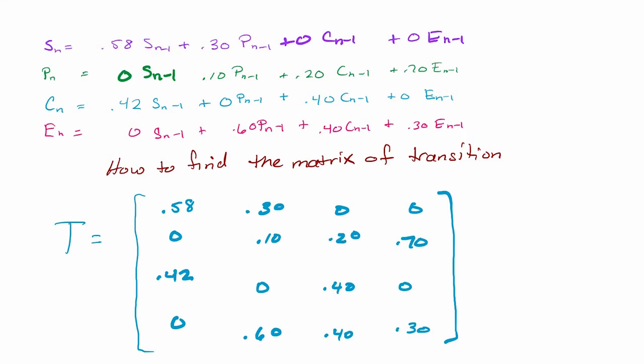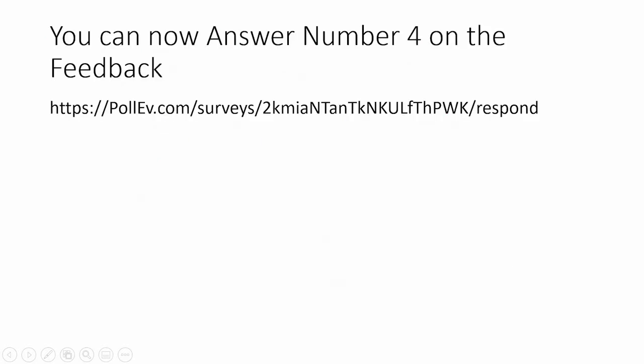And just again to cross-check, I'm always frightened that I've made a mistake. I just total up the columns. The total of the columns should all be 1. All right, so that's it for the matrix of transition. You can now answer number 4 on the feedback. So you can pause this video and go to number 4 on the feedback and answer it.